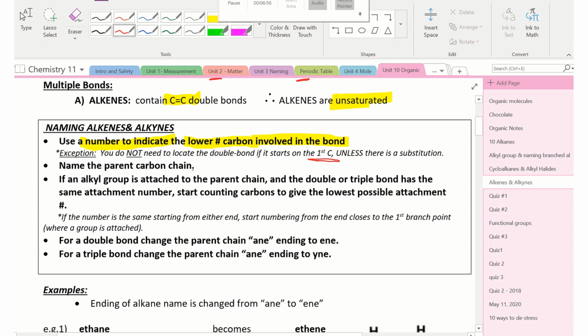And you're going to name the parent carbon chain just like before. So if it's 2 carbons, it's eth. If it's 3 carbons, it's prop, and so on. Now if there's an alkyl group attached to the parent chain, and there's also a double bond or triple bond involved, you want to give the carbon with the double bond or triple bond the lowest number, and also give the alkyl group the lowest possible number. So we always try to give them the lowest number possible.